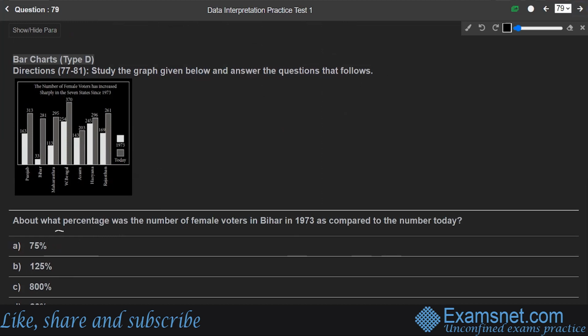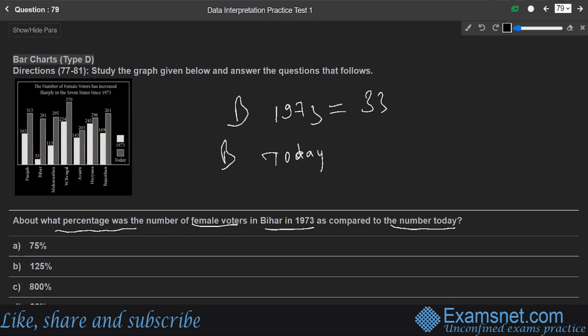Okay. About what percent was the number of female voters in Bihar in 1973 as compared to the number today? So what they're asking, female voters in Bihar in 1973 was at what percent as compared to number today? So let us see the female voter in 1973 in Bihar. So in Bihar, you can see the 1973, the value is given as 33. And in the same state called as Bihar, today value we can read from the graph. Today value is 281 for the state called as Bihar.